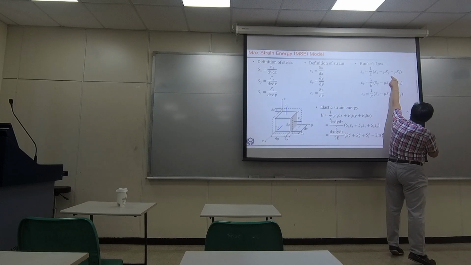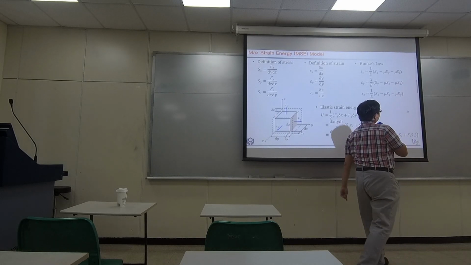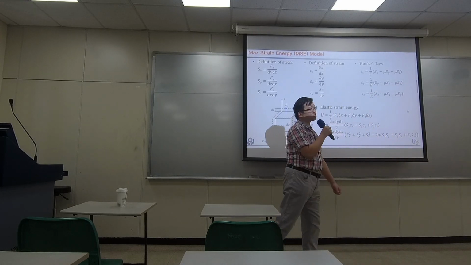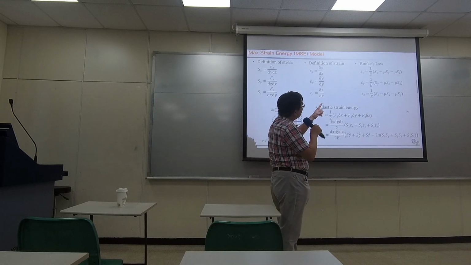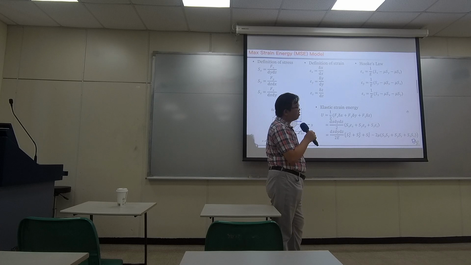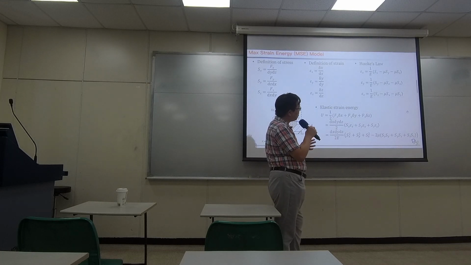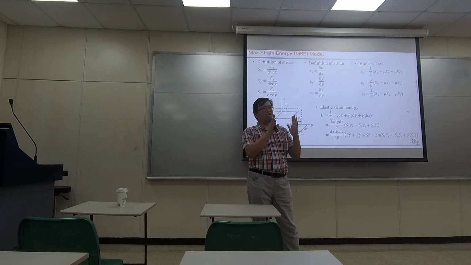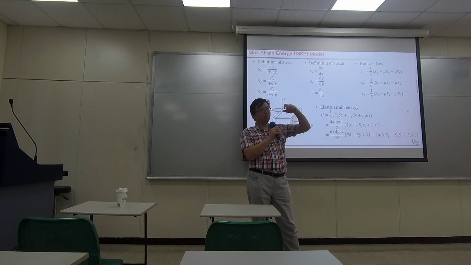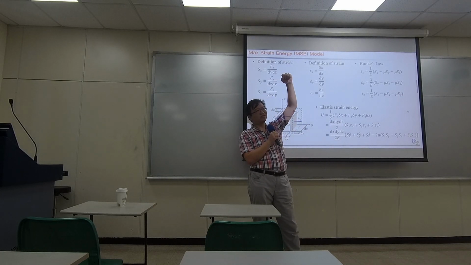Also, similarly, do the same thing for the z direction. So that's what Hooke's law is about. And what is Poisson ratio? Poisson ratio is a ratio of how much shrinkage you have left to right when you pull up and down.